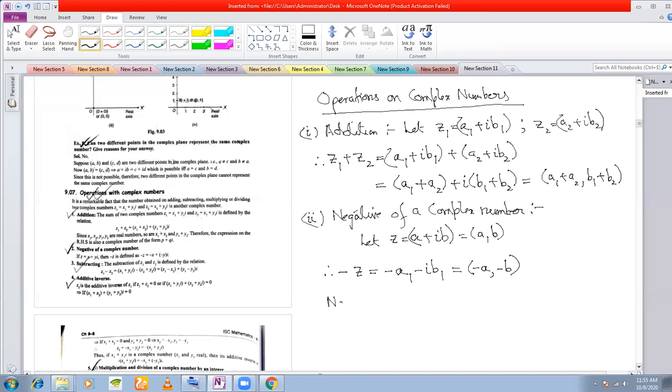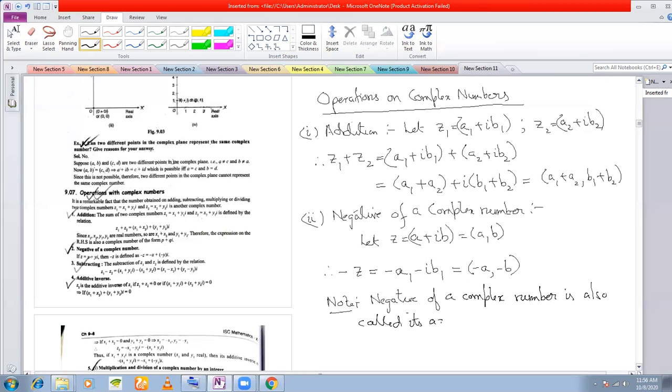Now, the negative of a complex number is also called the additive inverse of a complex number. The negative of a complex number is also called its additive inverse.